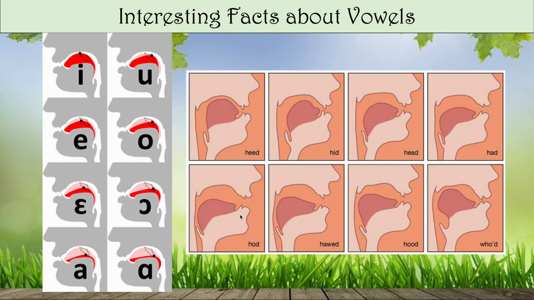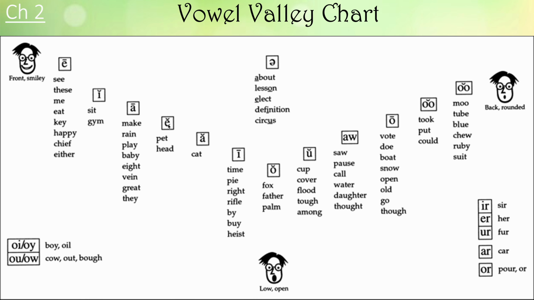Your mouth should now be wide open, your tongue is dropped, and you're going to start to move back. So if you notice, you're going to start to see the bulk of your tongue move toward the back of your mouth, starting low and going high. So if we think about it, we are high front to down, and then we are down back to high in the back. That's why the vowel valley looks the way it does.